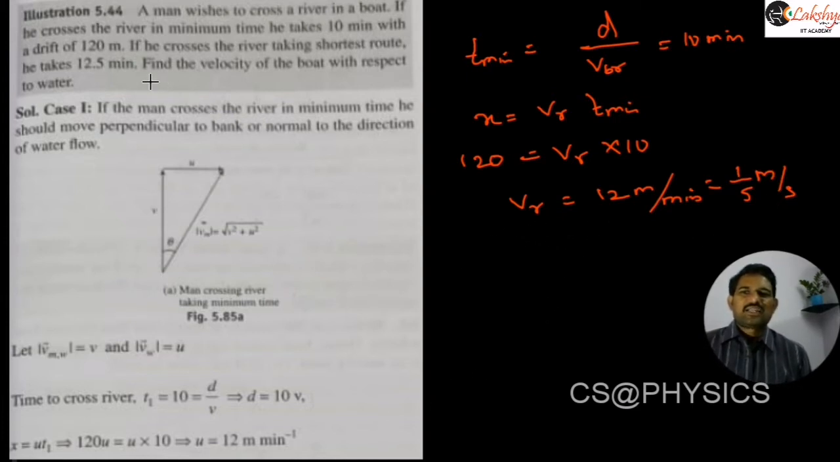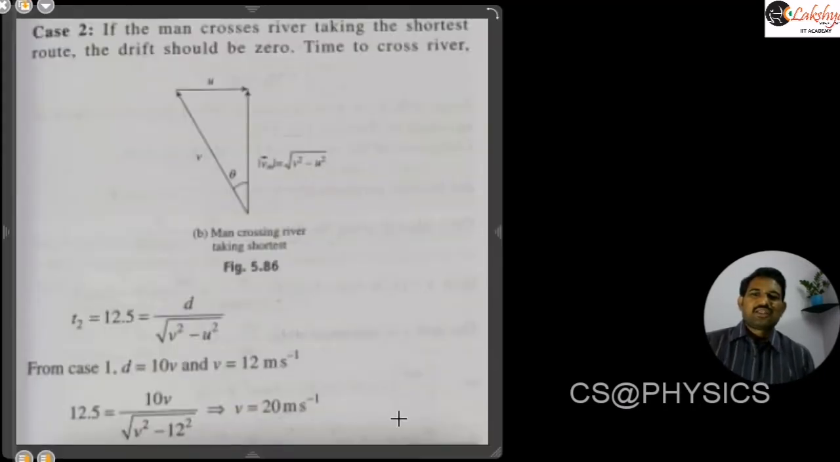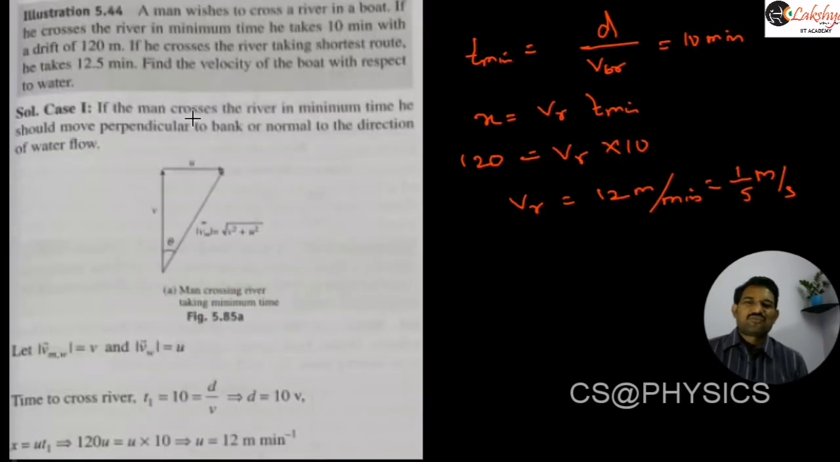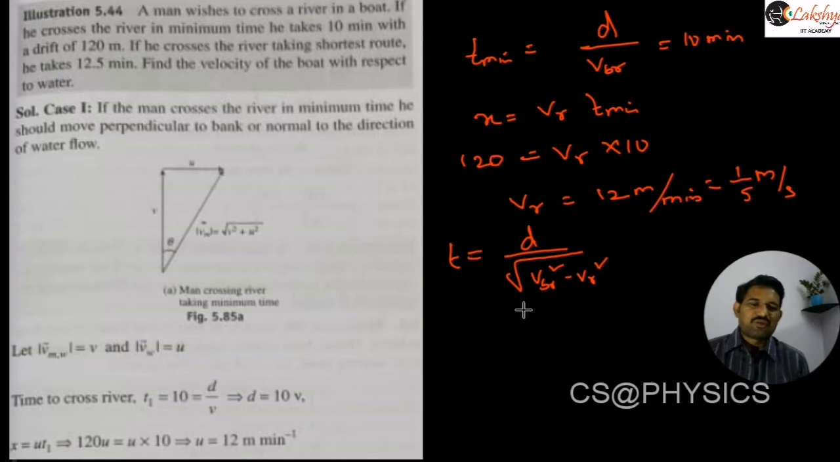And another piece of information is given: if he wants to cross the river along the shortest possible path, then he is crossing in a time of 12.5. So now you can write this value as the time taken to cross the river in the shortest possible path. This time also we derived already: d by under root of VBR square minus VR square. So directly I am using the formula which we derived.